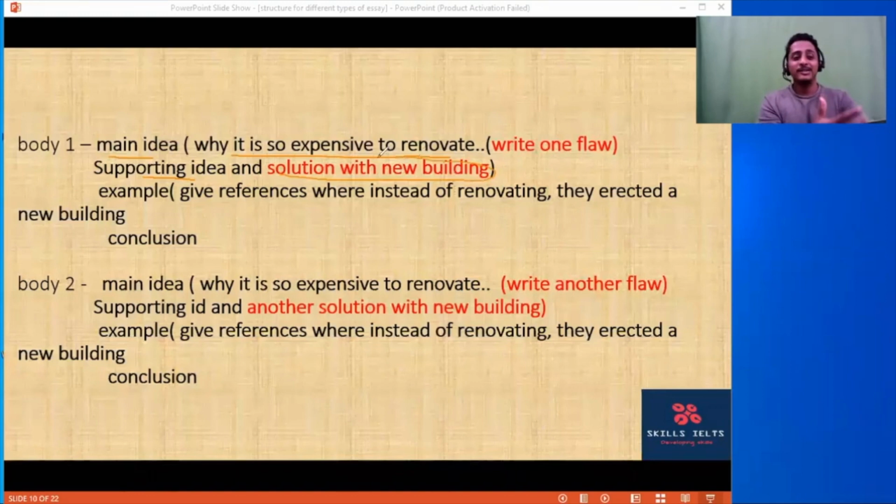Instead of renovating all this, which is so expensive, you can come up with a new technology which is so economical and costs you very little money. Then give an example. For example, in Dubai, the Burj Khalifa building was not there. Some other building they were trying to renovate. Later they realized a lot of money would have gone there, so they came up with a new building at half the price that the renovation would have cost. Hence, it is too expensive to renovate older buildings, and money should always be spent on the construction of new buildings.